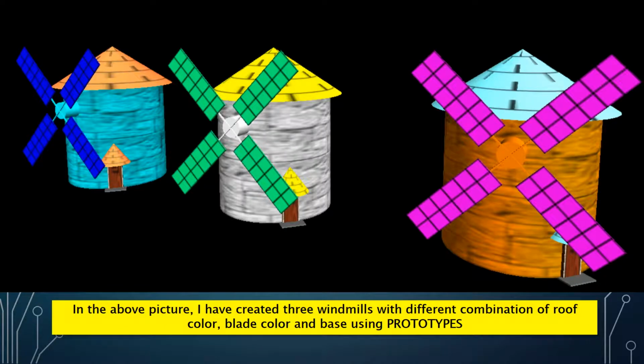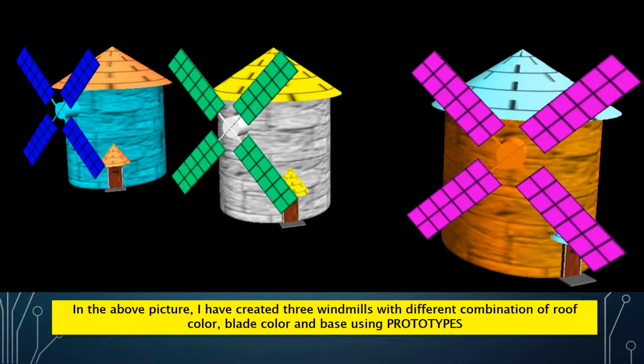In the above picture, there is one windmill, and you can see that the windmill has one entry gate, then one base cylinder, there is a roof, there are blades, there is a texture. Now this windmill I have created using prototypes, and you can see that I have created different types of windmills. There are three windmills having different color combinations.